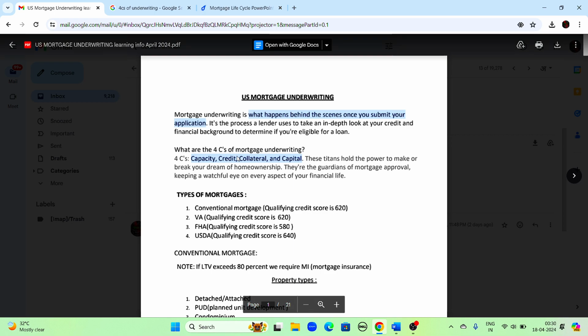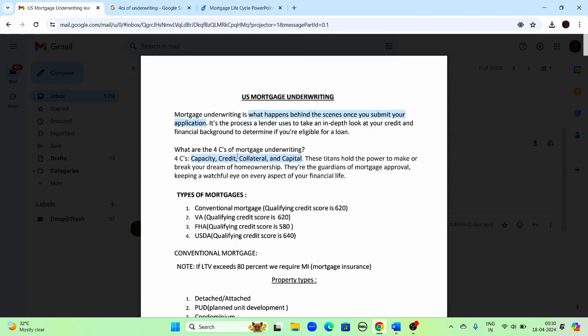And let's talk about this PDF, which is one more learning material. So mortgage underwriting is what happens behind the scenes once you submit the application. It is a process a lender uses to take an in-depth look at your credit and financial background to determine if you are eligible for a loan.